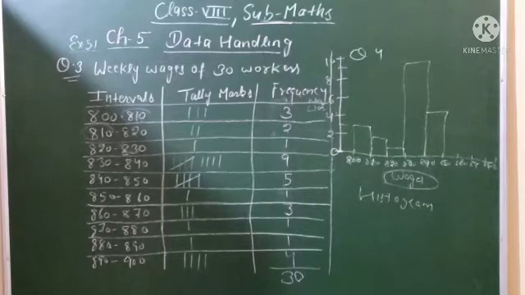8, 20 to 30, 1 worker. So like that you can use the histogram. Is it clear? After making the histogram, some questions are given. First question: which group has the maximum number of workers?